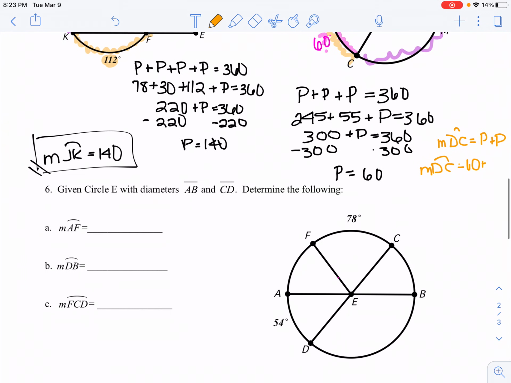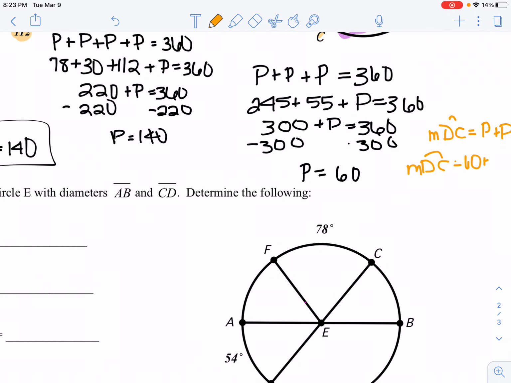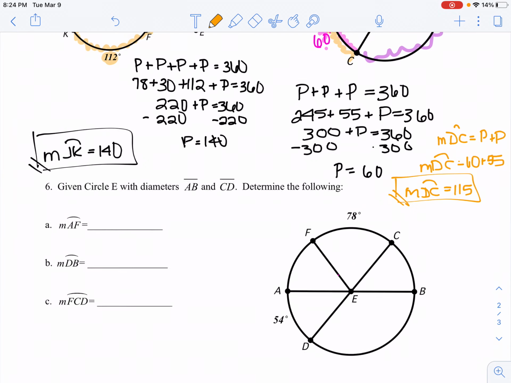Sorry, guys. I'm running out of space. Here we go, 60 plus 55. So the measure of arc DC is equal to 115 degrees. And that's your final answer.